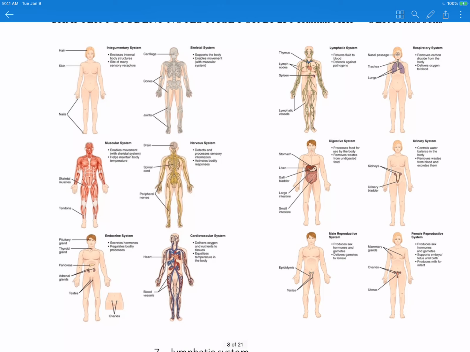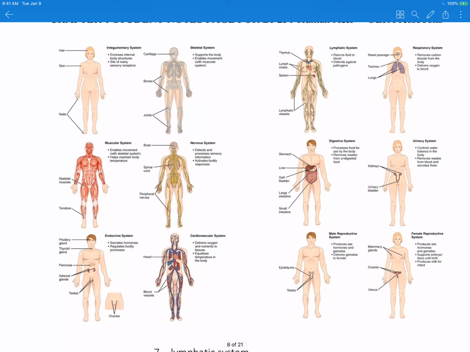The cardiovascular system includes the blood vessels and the heart. The heart's the pump that moves the blood throughout the body. And the major functions are that it delivers oxygen, hormones, and nutrients to cells, and then it also removes waste from the cells. It removes CO2, for example. And the cardiovascular system helps to equalize body temperature throughout the body.